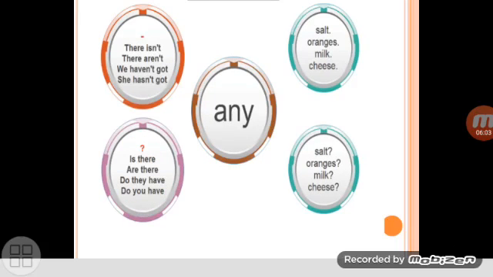Now let's see any. For the negative form, we may use any. There isn't any salt. There aren't any oranges. We haven't got any milk. She hasn't got any cheese. And in question form, is there any salt? Are there any oranges? Do they have any milk? Do you have any cheese?